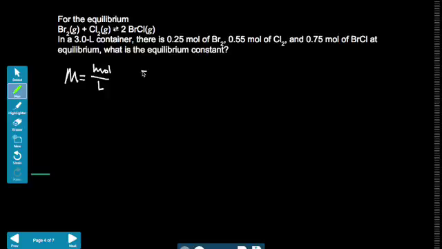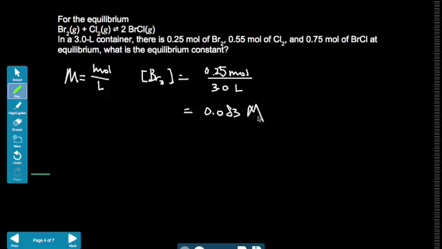So let's first take a look at the concentration of Br2. It equals 0.25 mole over 3.0 liters. And we get 0.083 molarity. And let's do the same for Cl2 and BrCl.